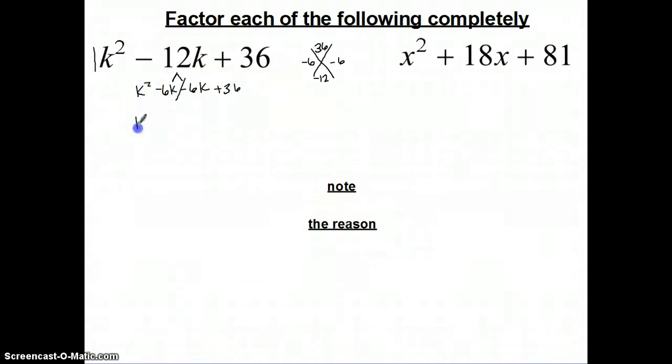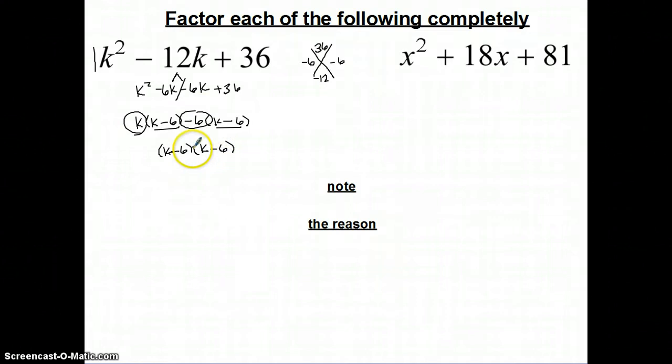Split down the middle, I get k times k minus 6, and then I take out a negative 6, which leaves me with k minus 6. K minus 6's are repeated, so I factor those out. And my second parentheses will also be k minus 6.